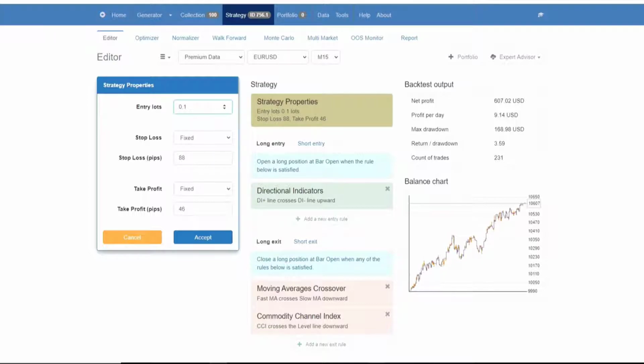Remember, take profits and stop losses are part of a good money management strategy. And money management is the key to trading success. It really will help you stay in the markets for longer.